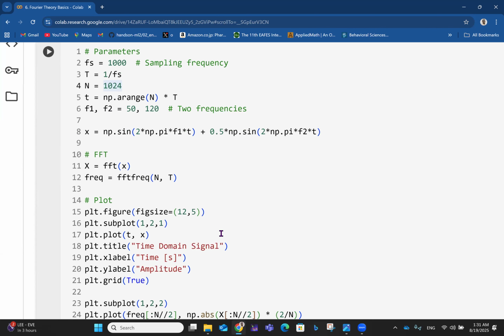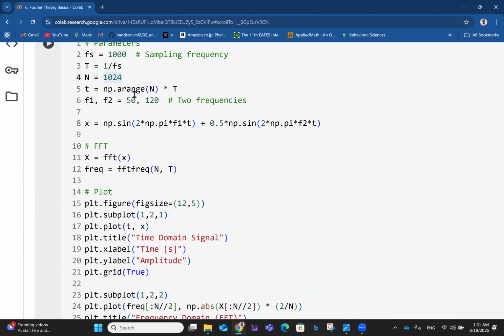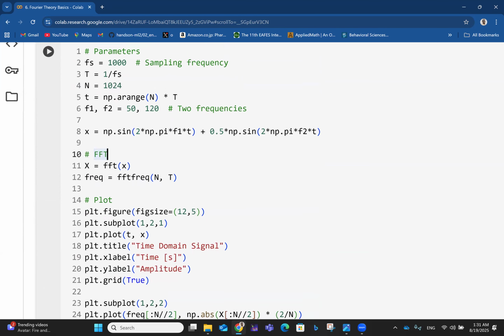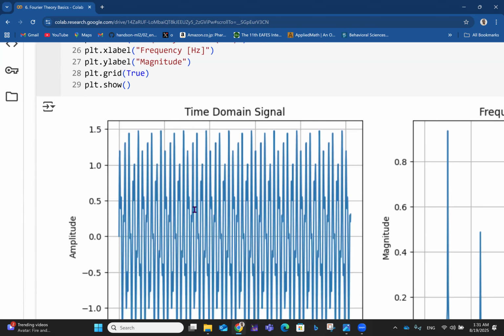Then you can now come to the fast Fourier transform. So big X is FFT of the x that you have here, the signal, or in the other case, maybe data set. Then for the frequency, you have FFT frequency of n, that is 1024, by the period 1 over fs. Then you can go ahead and do your plotting. So here we are plotting t against x. In this other case, you're plotting frequency against the absolute value of that X again. So if you run this, see what you get.